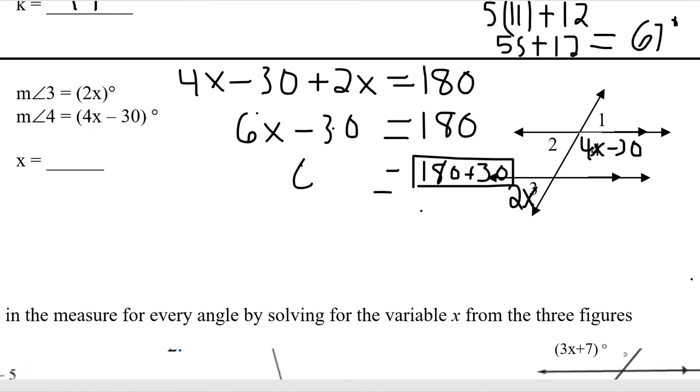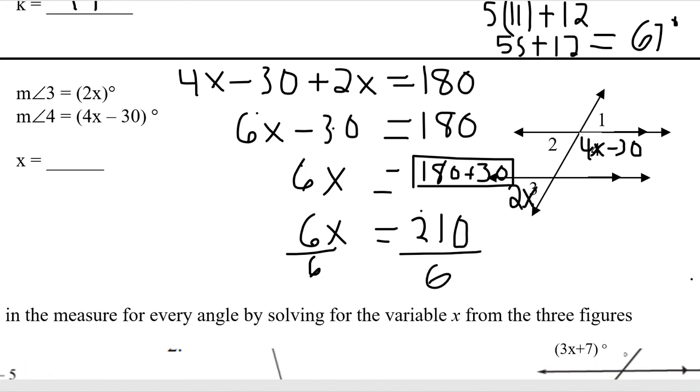Now I'm going to change the side. This is 180, but this looks a little bit different. This is going to be plus 30 because it's a minus on the left-hand side. On the right-hand side, it's going to be plus. So this is going to give you 6x is equal to 210. 180 plus 30. Yeah, it's 210.